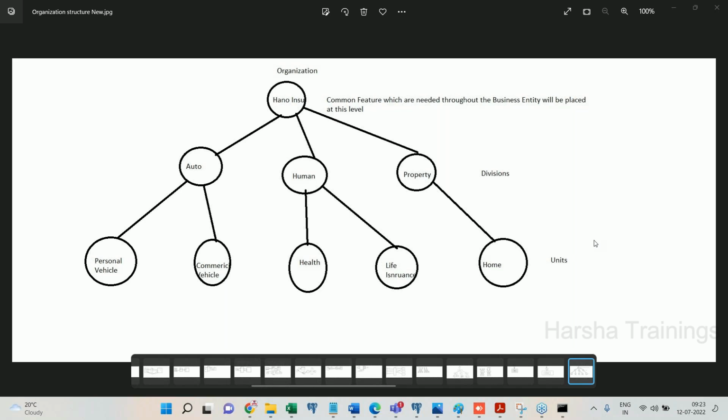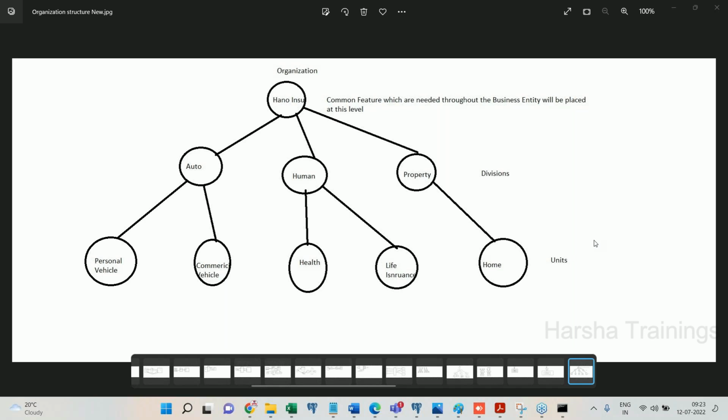See, this is the typical structure of an organization, just to give you an idea. Under organization, you will have n number of divisions. Under divisions, you have n number of units under each division. Each unit may have subunits. Possibility is there, but I did not draw it.